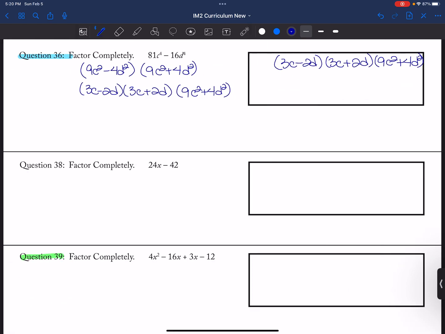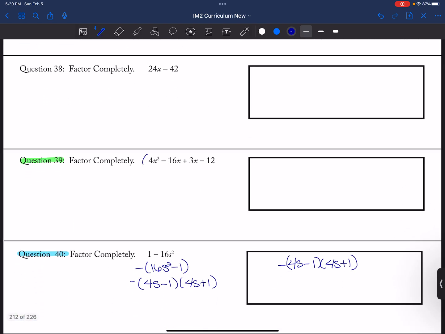37, I don't know how to count, so there's no 37. 39 looks like a factor by grouping. Because there's 4 terms, pull a 4x out, I'm left with an x minus 4. Pull a 3 out, I'm left with an x minus 4, which is really cool because what's in common between the two is an x minus 4. So x minus 4, and I'm left with a 4x plus 3. So (x minus 4)(4x plus 3). Okay.